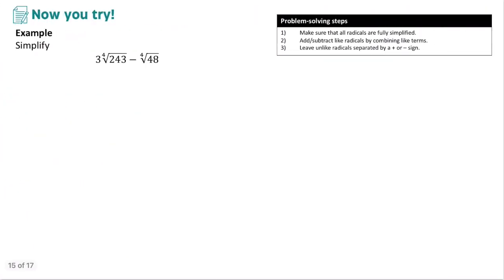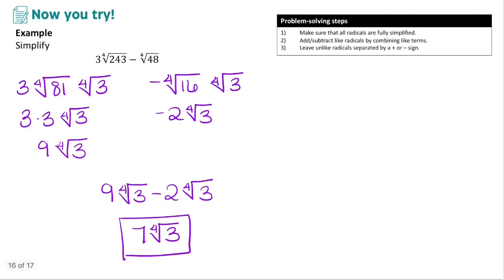So now you can go ahead and pause the video and try doing this example on your own. So we have 2 fourth roots in this problem, so remember to use your fourth roots chart to help you out. The fourth root of 243 can be rewritten as the fourth root of 81 times the fourth root of 3. The fourth root of 81 is 3, so we have 3 times 3, which is 9, times the fourth root of 3.